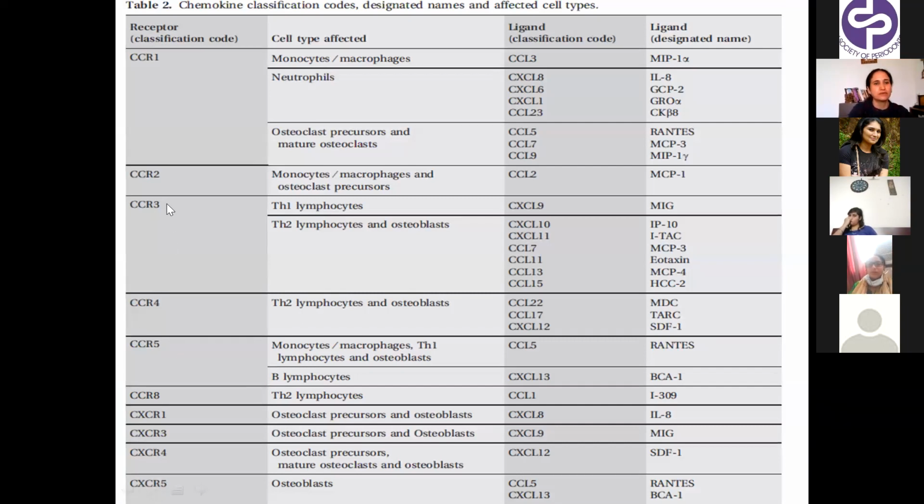So by their nomenclature, now you know how they are classified, why they are called CCX, CXR, and so on, what cells they are, which cells produce them, and which cells are affected by them. This is a chart of those.